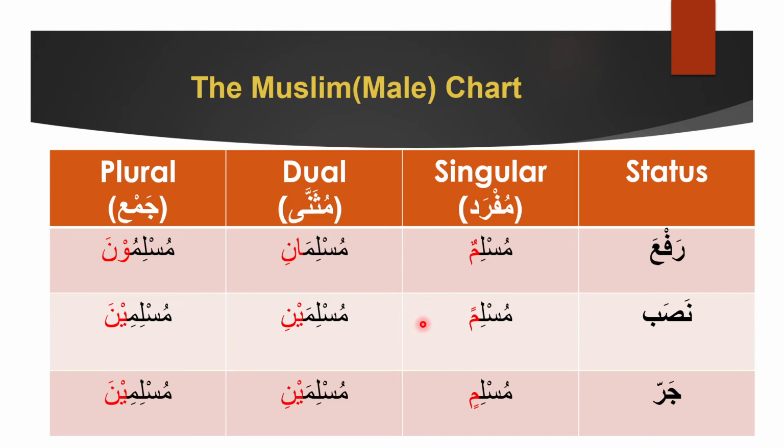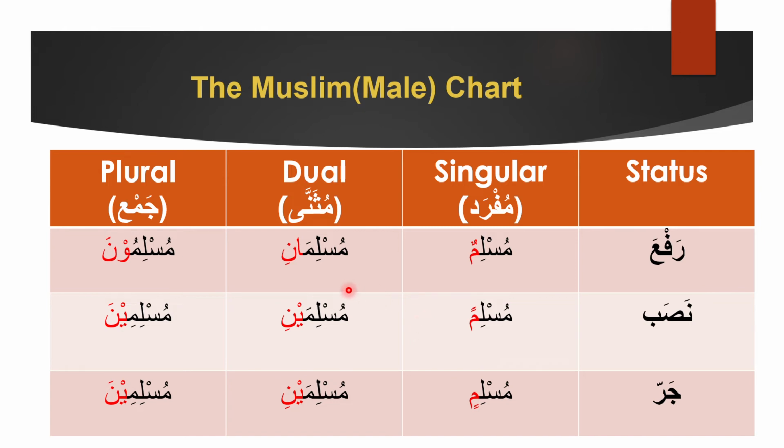It has 4. What are its 4? Status, number, gender, and type. This one chart that you can see here, it will give you 2 of them. It will give you status, that's obviously seen. It will give you number. How will it give you number?